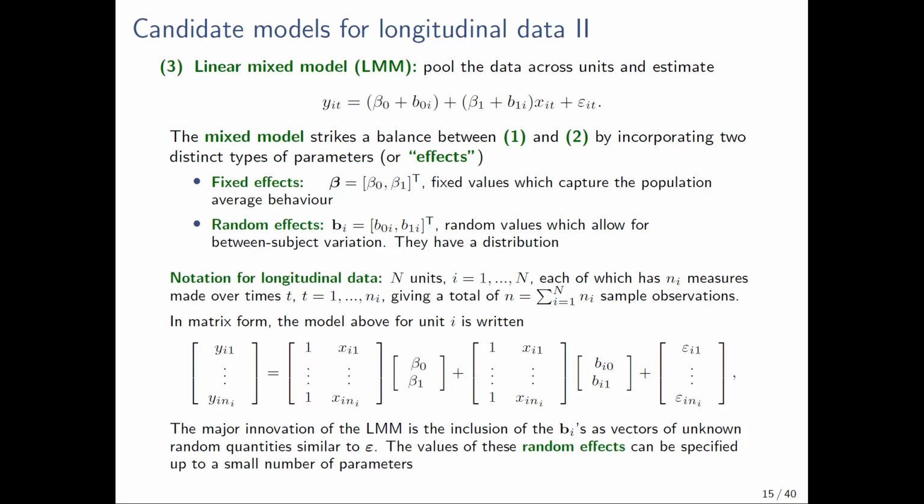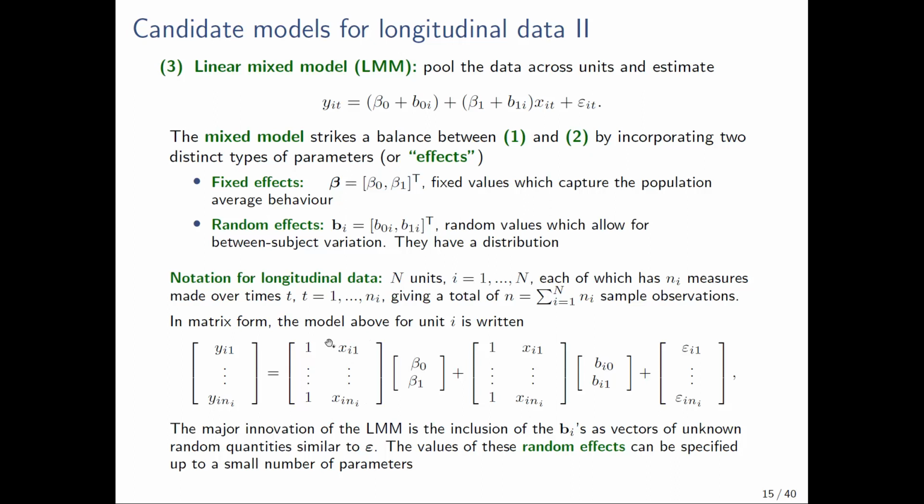Before I go on to talk about the random effects, just something on notation for longitudinal data. We have big N units, that's the number of units in our sample, i equals 1 to big N, each of which has n_i measures made over times t, so that gives us a total of small n equals the sum over i to N of n_i sample observations. In matrix form, for unit i, the longitudinal model is written as follows, shown at the bottom. The response vector is equal to a design matrix times the fixed effects plus a design matrix times the random effects plus an error term.